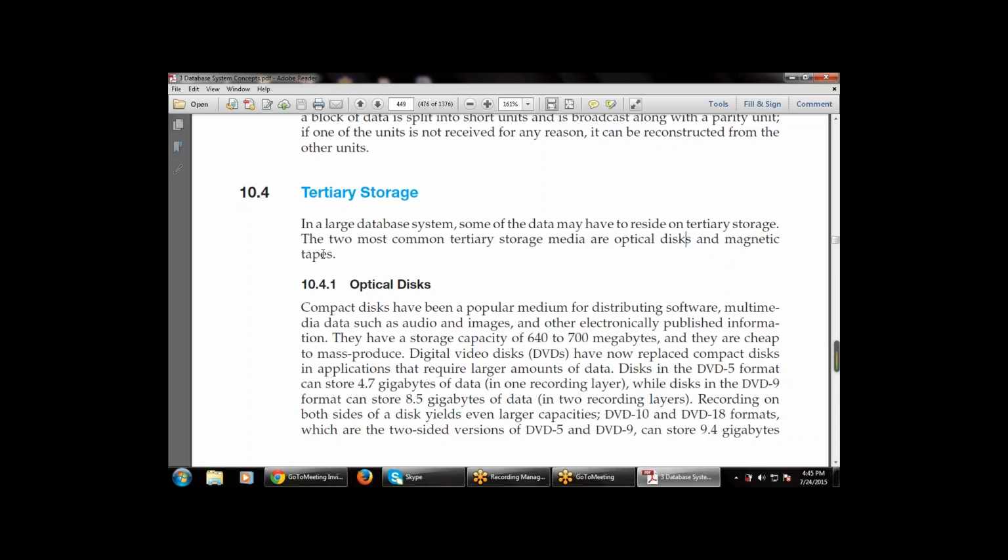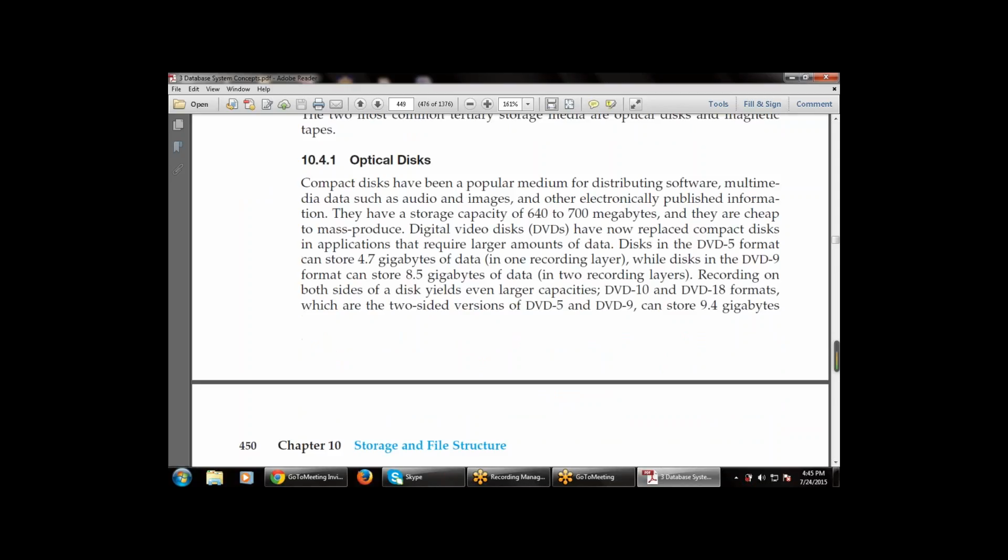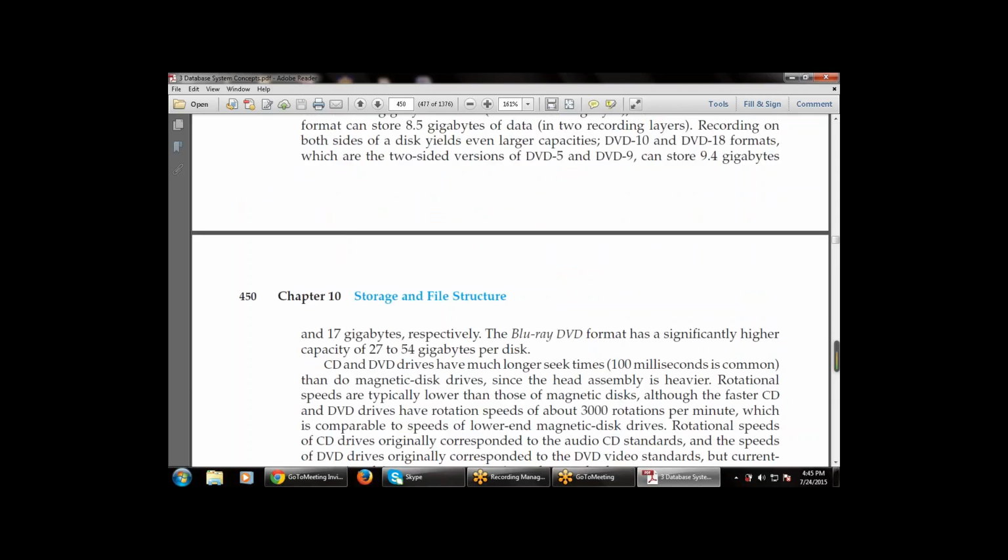The DVD 9 can store 8.5 gigabytes of data, in two recording layers. So it depends on the DVD, but the common DVD stores 4.7 GB of data. Recording on both sides of a disk yields even larger capacities. There are multiple formats available, like DVD 10 and DVD 18, which are two-sided versions of the DVD 5 and the DVD 9 that can store 9.5 gigabytes and 17 gigabytes respectively.